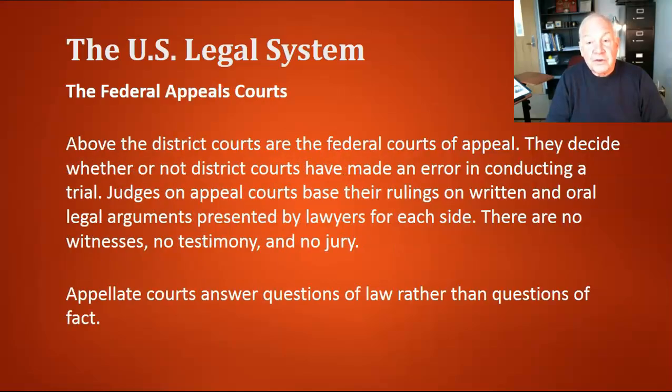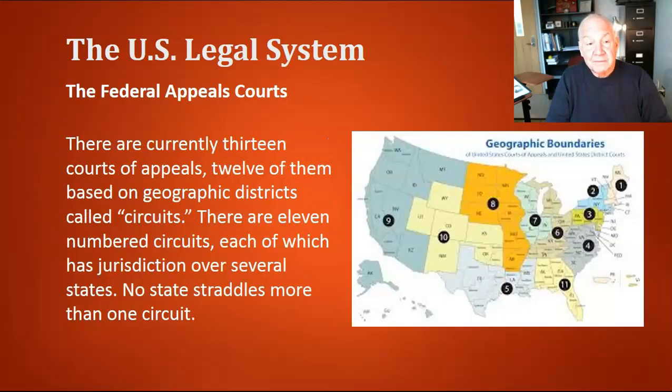Above the district courts are the federal courts of appeal. They decide whether or not district courts have made an error in conducting a trial. Judges on appeal courts base their ruling on written and oral legal arguments presented by lawyers for each side. There are no witnesses, no testimony, and no jury. Appellate courts answer questions of law rather than questions of fact.